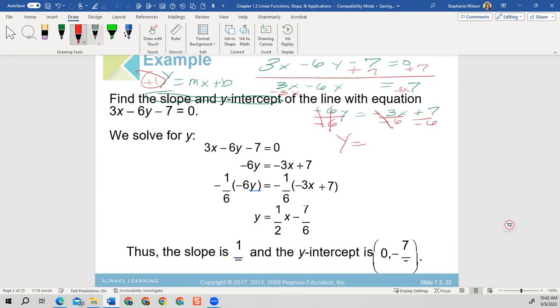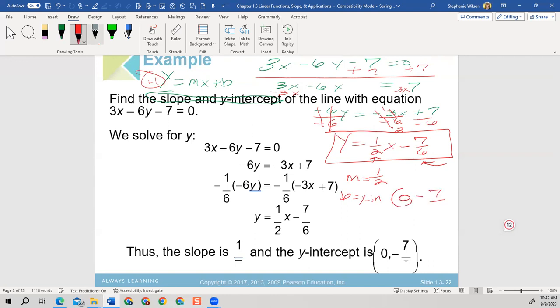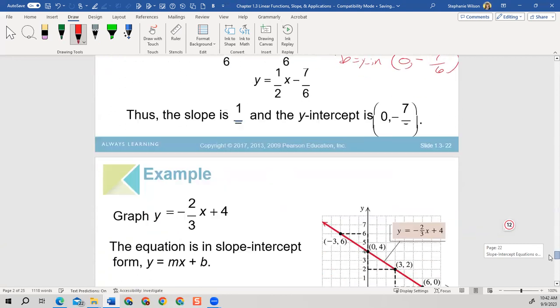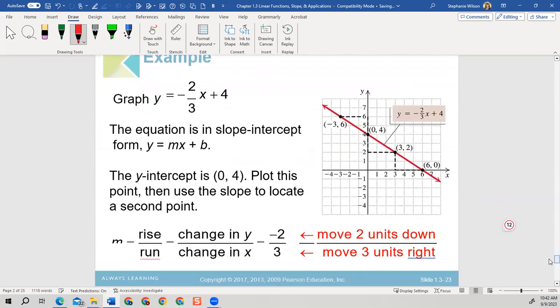However, 3 and 6 reduces, right? 3 goes in itself once, goes in 6 twice. So now I got a half x. And then negative divides positive is negative, and 7 over 6 does not reduce neatly. So I'm going to have this. If I was to make a statement what my slope is, we know that we got it written in this format. I can say it's a half. And then we got it written in this format, my b, which is my y-intercept. In this case here, since it crosses the y-axis, x is 0. And then my y value is -7 over 6. Okay. And then we can graph one if we wanted to.